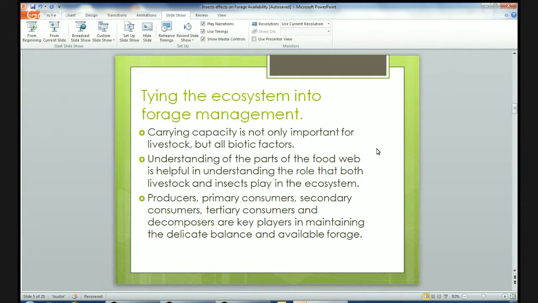So carrying capacity is not only important for livestock, but all the biotic factors, as we've already mentioned. So we have to understand the parts of the food web to make sure that we understand the part that both livestock and insects play in the ecosystem, because really they're right there together in that food web. Producers, primary consumers, secondary consumers, tertiary consumers, and decomposers, all of those are key players. Where do the insects fit in?